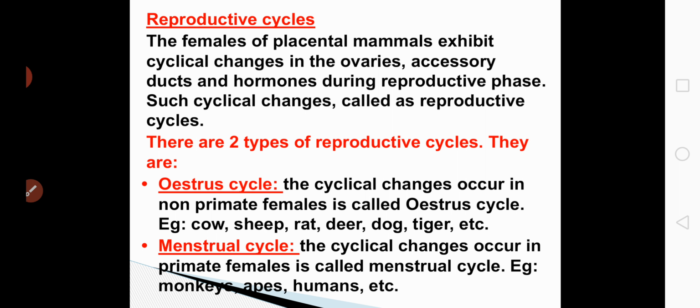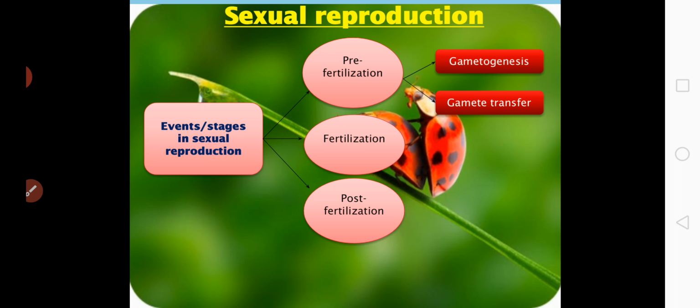Am I clear? So reproductive cycle is nothing but, during the reproductive phase, some cyclical changes occurring in the placental mammals, in the ovaries, accessory ducts, and in the hormones. So these are about the different groups of plants as well as animals based on different categories.